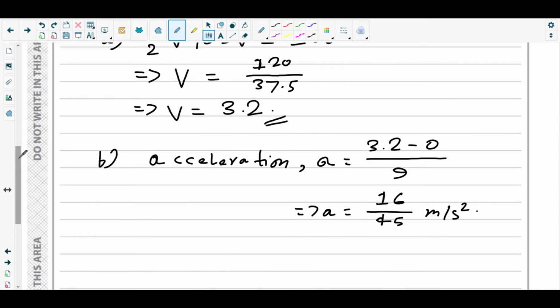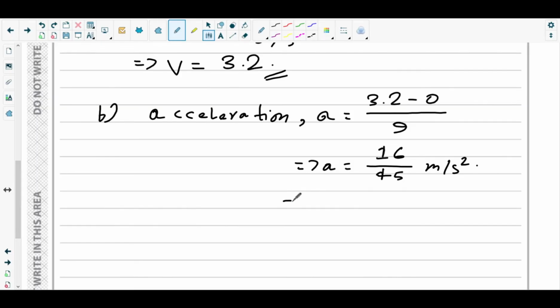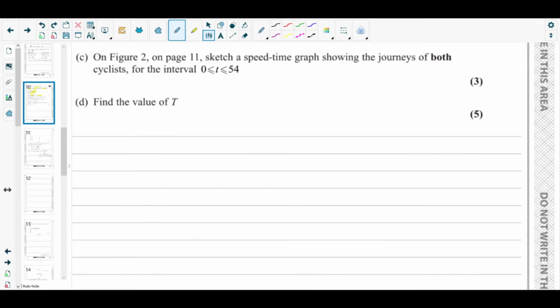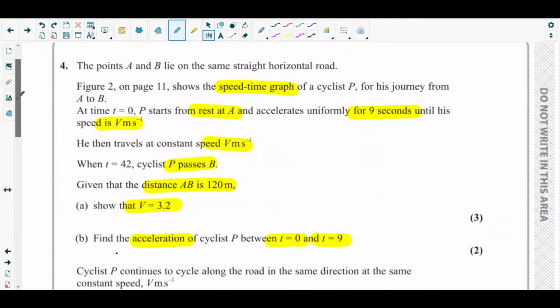We can give this value to 3 significant figures as it's in standard form. So this is basically 0.356 meter per second squared. This is up to 3 significant figures, and that's what part B of question number 4 has asked for.